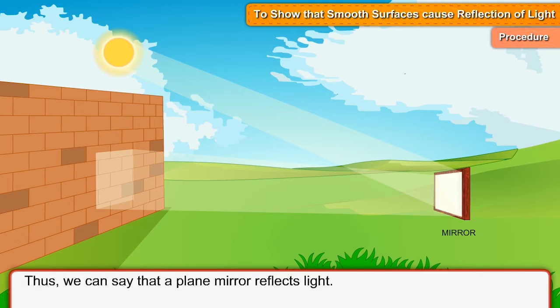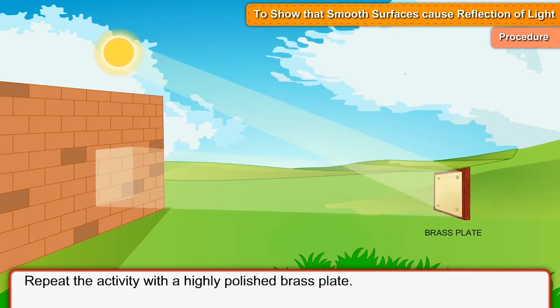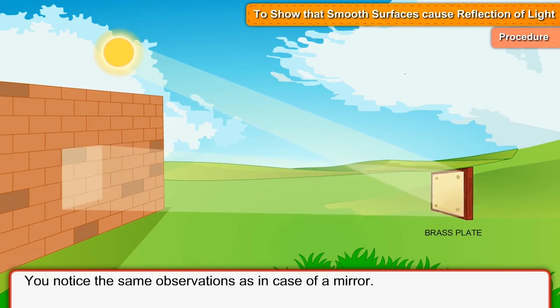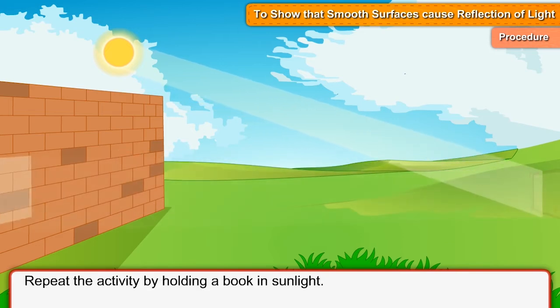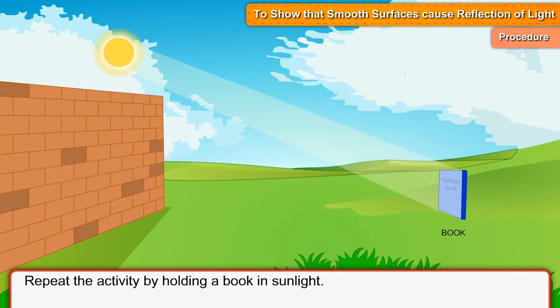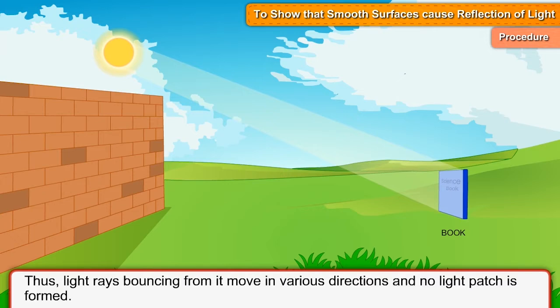Thus, we can say that a plain mirror reflects light. Repeat the activity with a highly polished brass plate. You notice the same observations as in the case of a mirror. Repeat the activity by holding a book in sunlight. You notice that no light patch is formed on the wall. It is because the surface of the book is rough. Thus, light rays bouncing from it move in various directions and no light patch is formed.